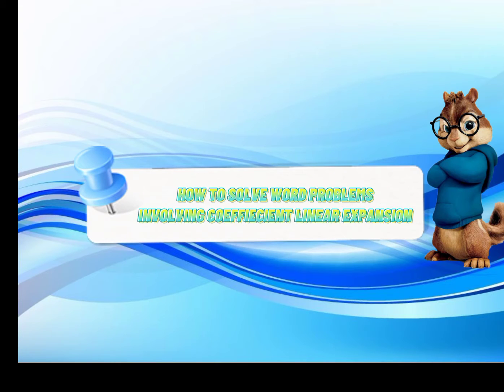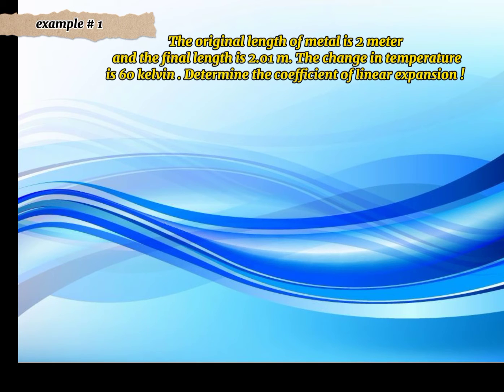How to solve word problems involving coefficient of linear expansion. Example number 1. The original length of the metal is 2 meters and the final length is 2.01 meters. The change in temperature is 60 Kelvin. Determine the coefficient of linear expansion.